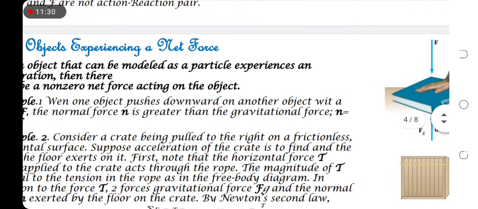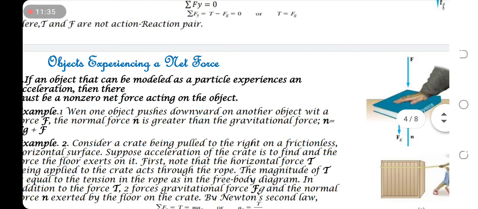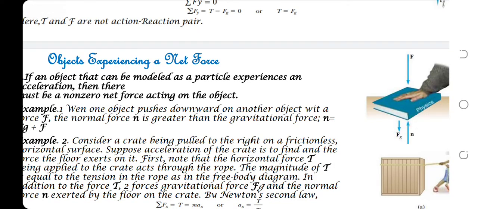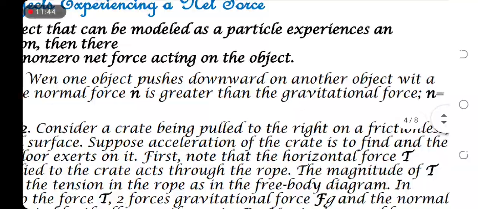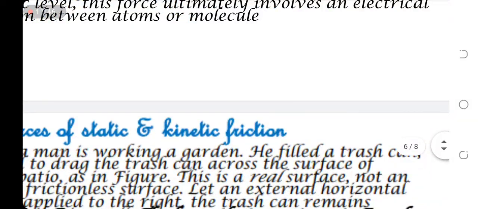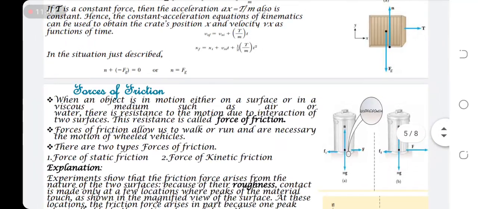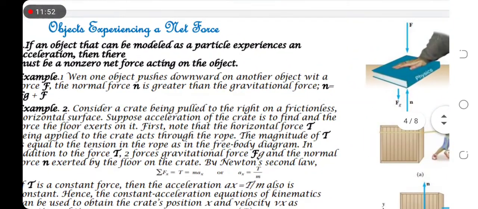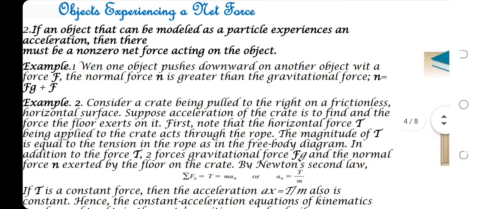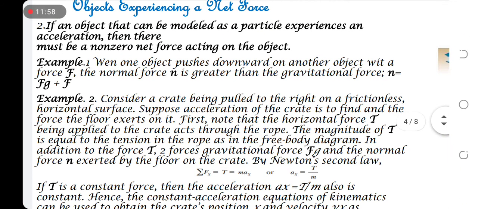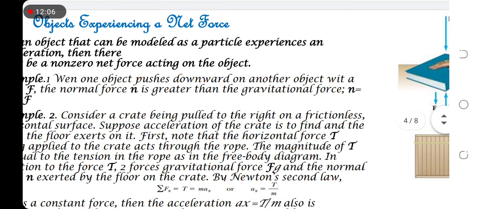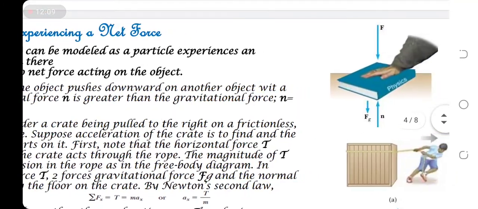We can understand the above hypothesis by some examples. When one object pushes downward on another object with a force F, the normal force N is greater than the gravitational force, that is, N would be equal to Fg plus F.